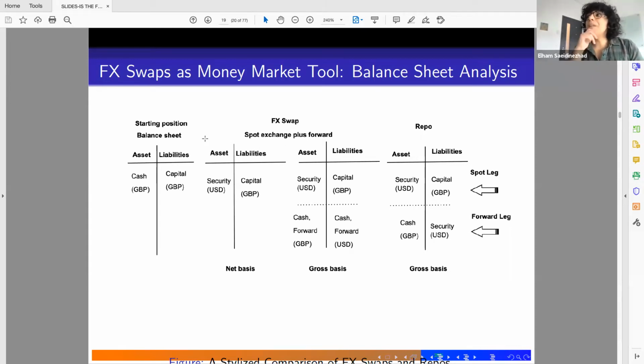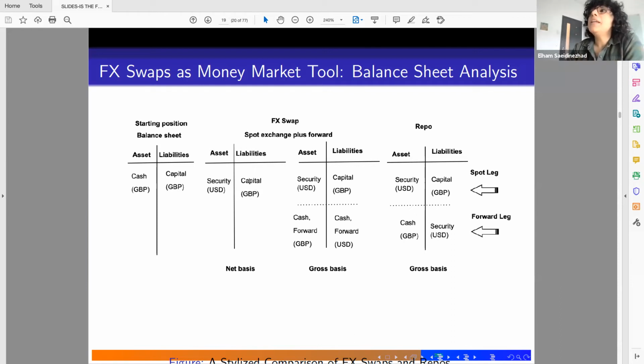But now let's assume that instead of going to the repo market, this investor is going to the FX swap market. So what happens here? Conventionally, because we show FX swap operations through netting, the balance sheet is going to be this one, on a net basis. In this balance sheet, you see that the final outcome is that this investor has managed to purchase the security, and the security is denominated in the US dollar, and it has managed to keep exactly the same kind of capital as it had before.